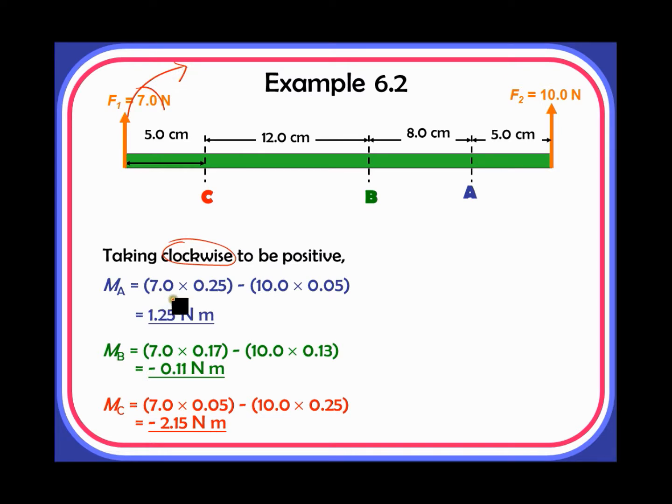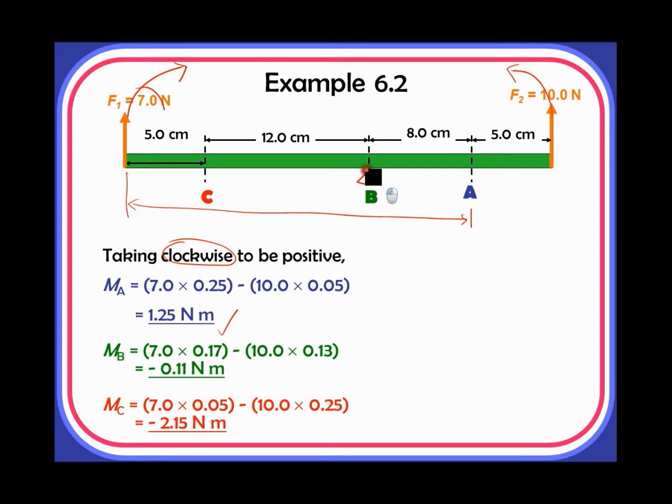So positive 7 times the distance from here to the pivot. This will be 25 cm, so 0.25 meters. Then for the F2, it will cause the beam to rotate that way, so that will be an anti-clockwise moment. So you add a negative sign. So the resultant moment about A will be 1.25 Newton meter.